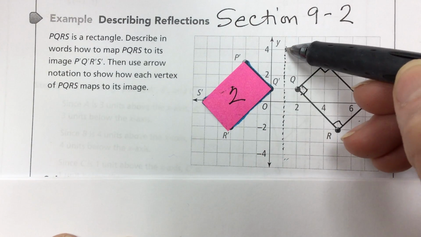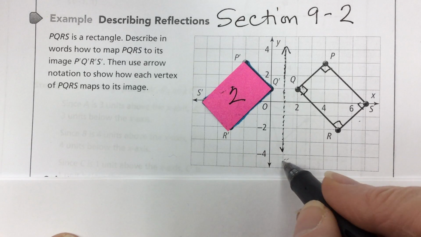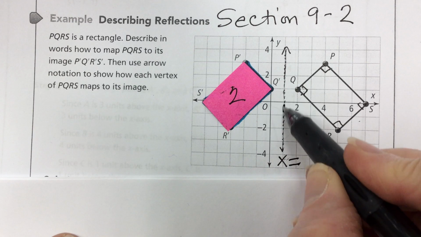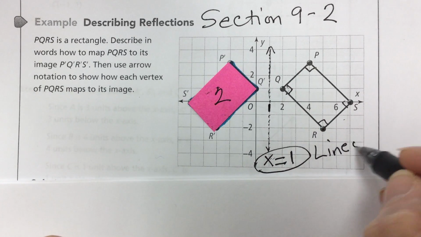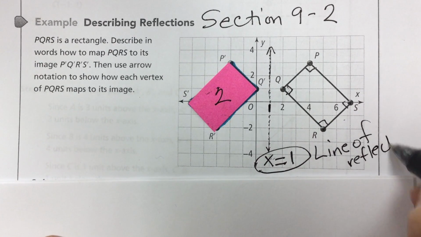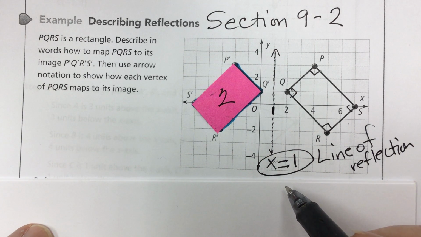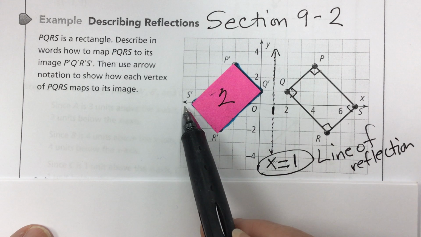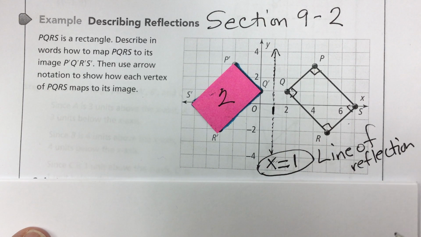Now, what is the name of this vertical line? We name vertical lines with just an X. So the name of this vertical line is X equals 1. Now, where's this line touching the X-axis? 1. So your line of reflection is the vertical line X equals 1. Okay? So P prime, Q prime, R prime, S prime is an image of PQRS after a reflection across the line X equals 1.